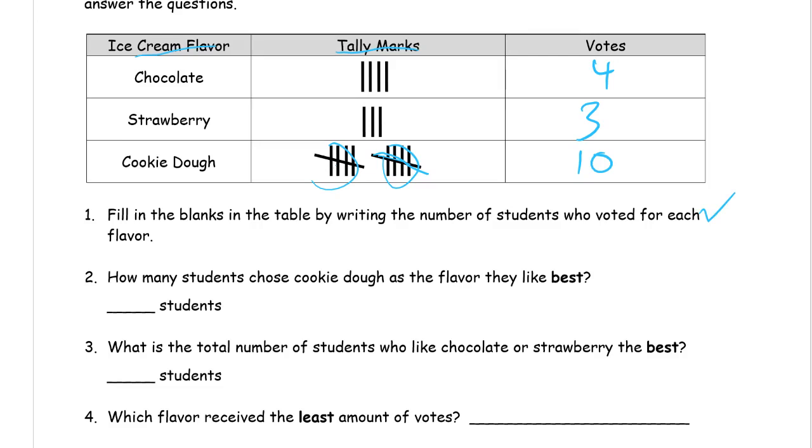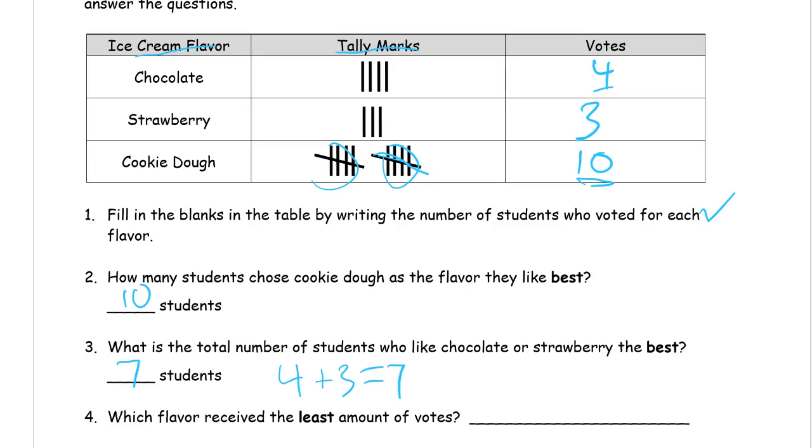How many students chose cookie dough as the flavor they like the best? Well, we just counted that. So that's 10 students. What is the total number of students who like chocolate or strawberry the best? So we have to count chocolate and strawberry together. You could just count all the marks, 1, 2, 3, 4, 5, 6, 7. Or you could add 4 plus 3 equals 7. I'm going to write that equation down, 4 plus 3 equals 7, and then we'll show my work. 7 students.